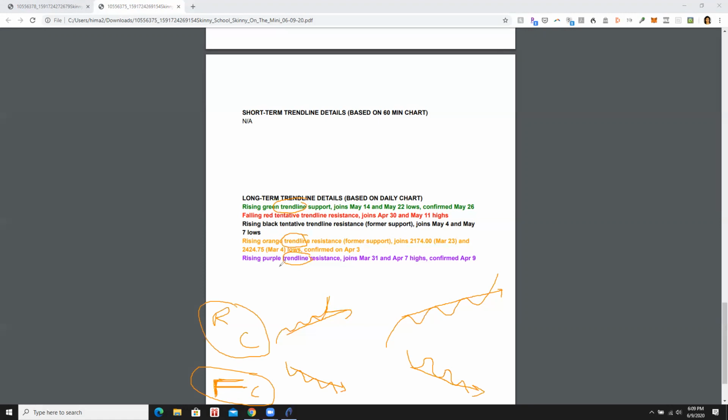Now, when there is the word tentative in there, what that means is that there's price action that's unfolded, but I only have 2 points so far. So a rising tentative trend line support looks like this.